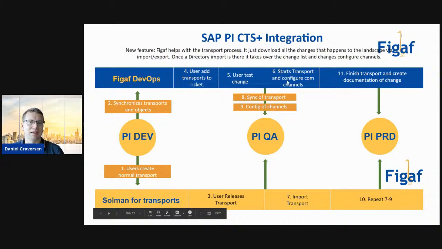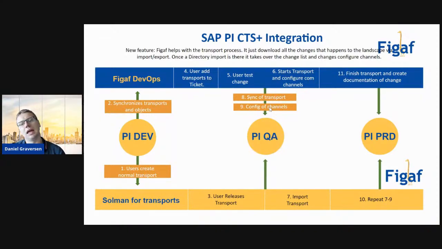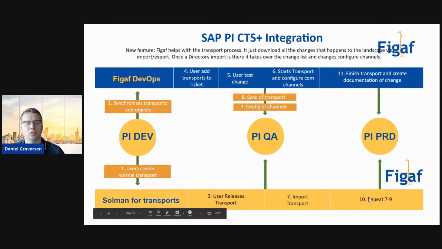He will then create the transport in the Figaf tool, saying what communication channels need to be on the different systems, and then he can run the import. And once you've run the import, it will synchronize the transport and configure the communication channels. And with that, you actually know what is going on in the system. We can then repeat this again to production, QA, or whatever landscapes that you have.